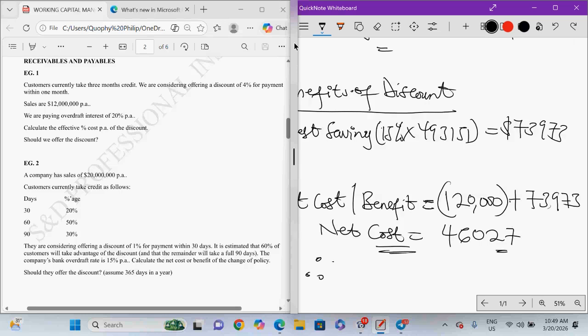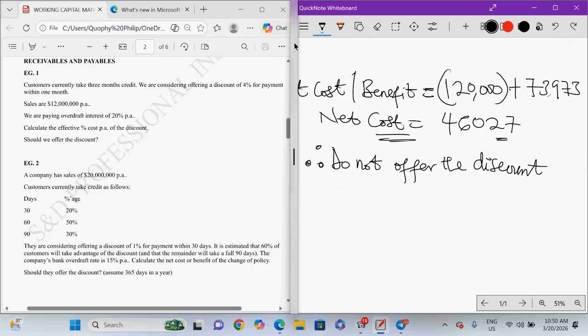I don't think so. Should we offer the discount, or should they offer the discount? They are getting a net cost too. If you are doing something and you have cost and benefit, and you net the two and you are getting a net cost, will you continue to do what you are doing? No. So therefore, do not offer the discount, because it is giving us a net cost, right?